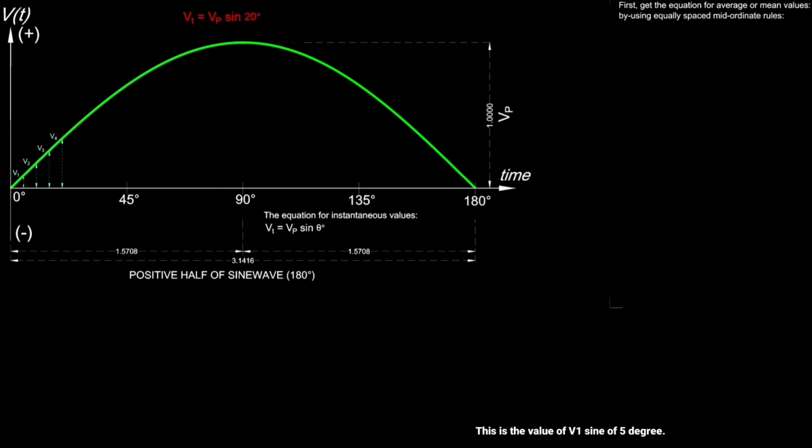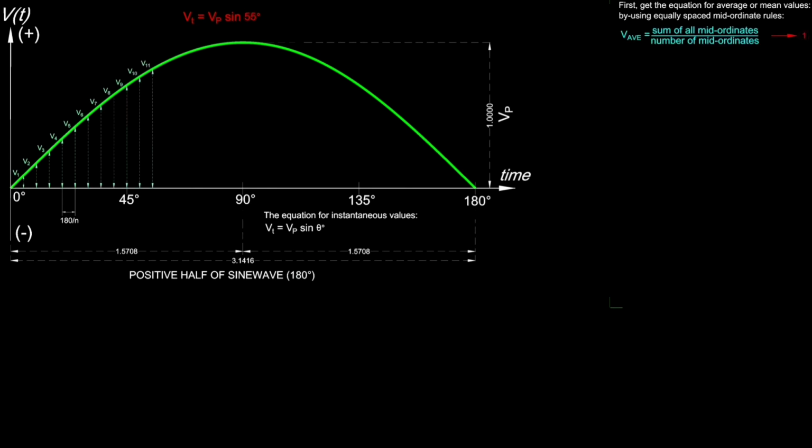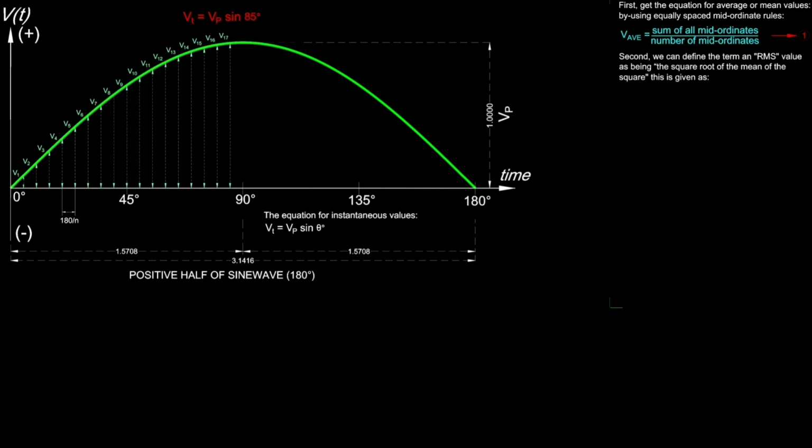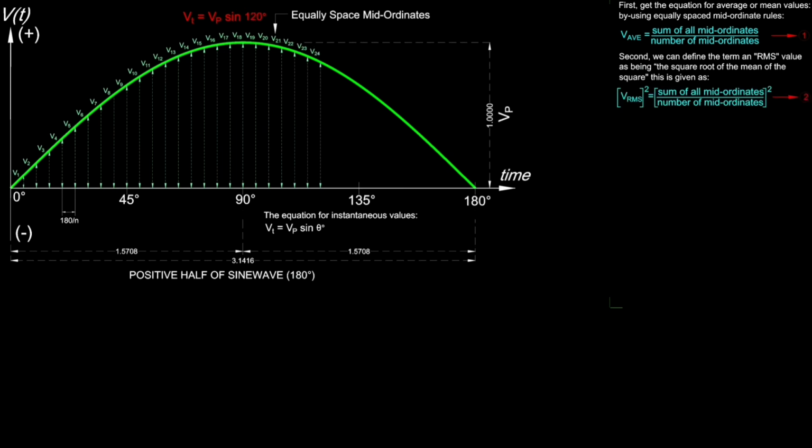First, get the equation for the average or mean value, by using the equally spaced mid-ordinate rule. The sum of V1 to V36 is divided by the number of mid-ordinates as given. Second, we can define the term RMS value as the square root of the mean of the square, which is given as.